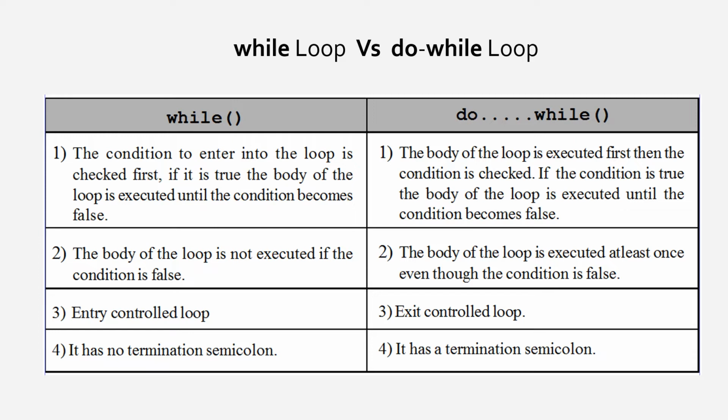Then the third point: the while loop is an entry control loop and the do while loop is an exit control loop. In the while loop, there is no termination semicolon, whereas in the do while loop, there is a termination semicolon.